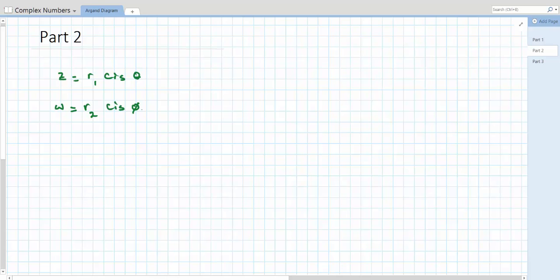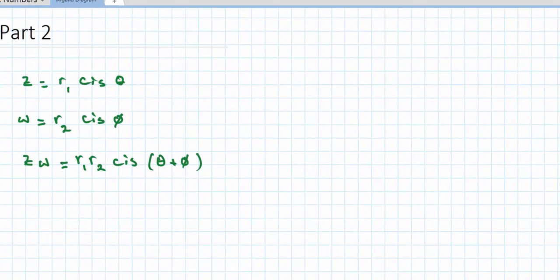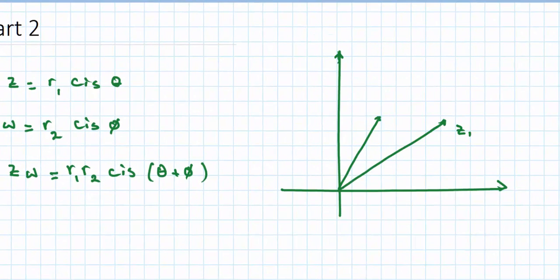Okay, so let's look at what happens when we multiply z by omega. Now, algebraically, we know that when we multiply two vectors, we end up with r1 r2 cis (theta plus phi). So let's look at the result on an Argand diagram. So let's make this our z, and we're going with z and w. This would be theta, this would be our phi.